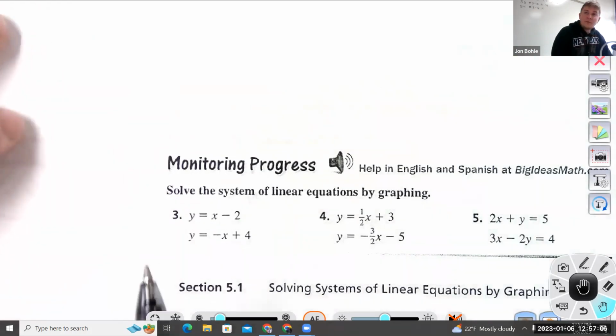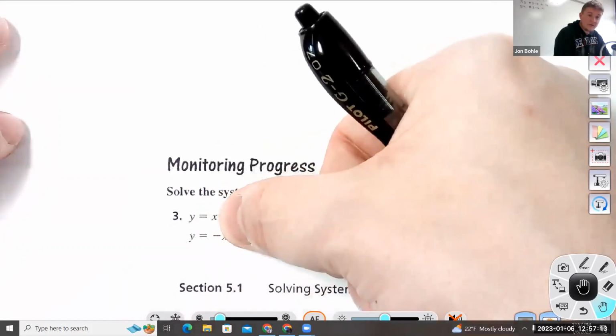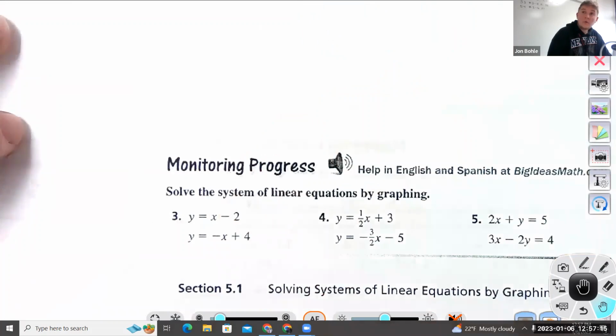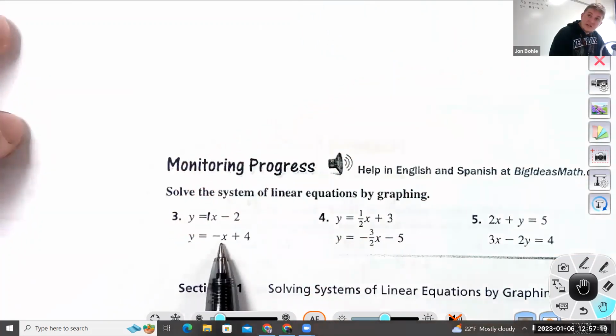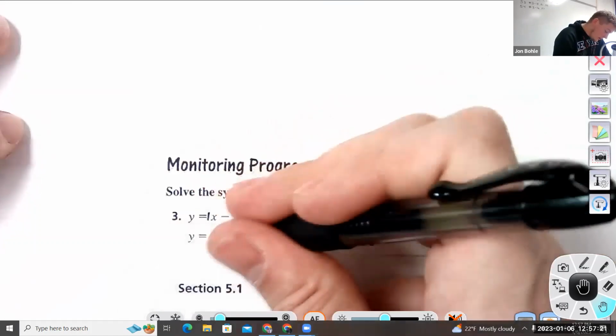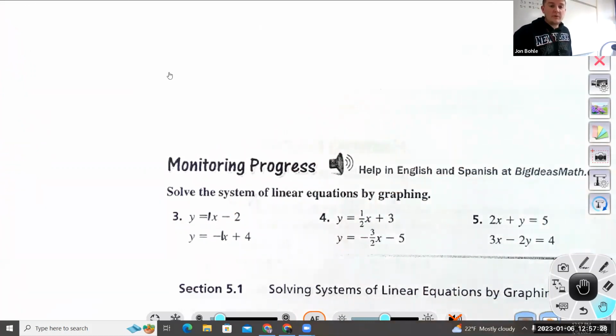Okay, real quick before you start, what's the number multiplied by the x here? What's the coefficient? What's the number multiplied by x here? -1. Okay, so let's spend about 5-ish minutes doing that. One person do 3, one person do 4.